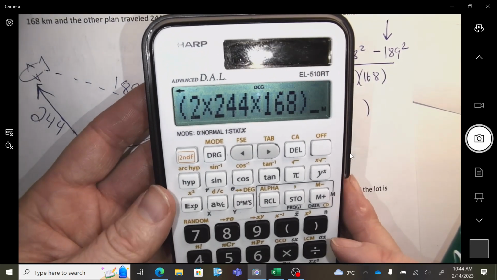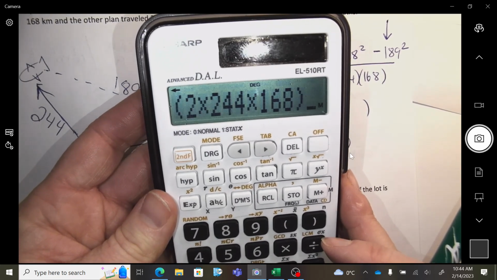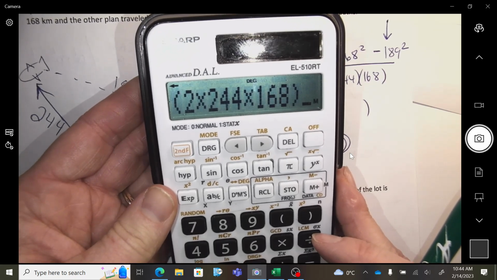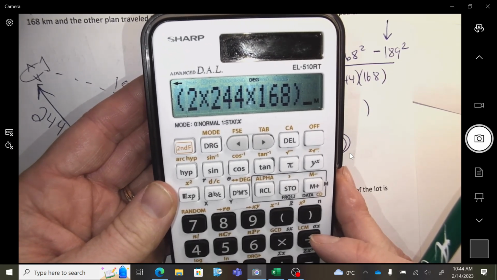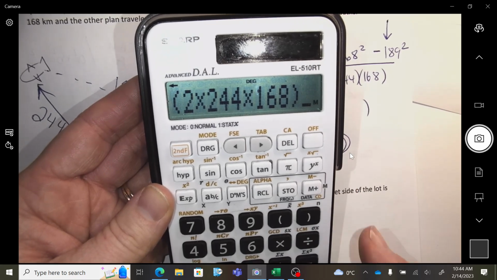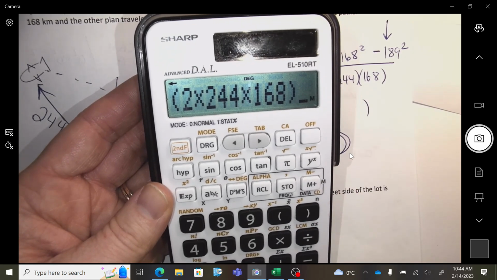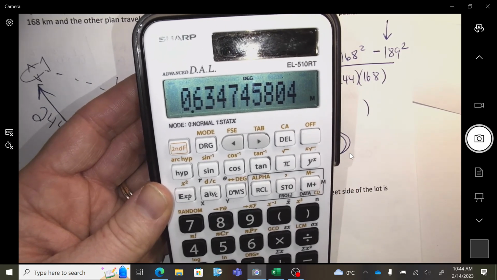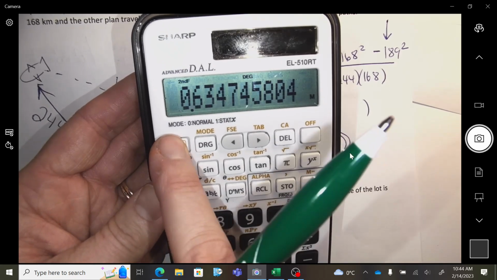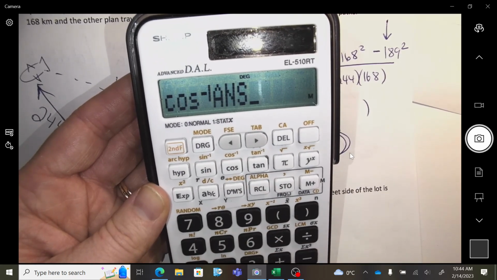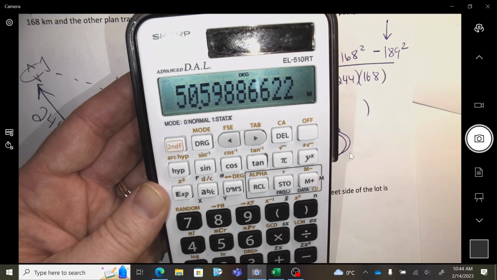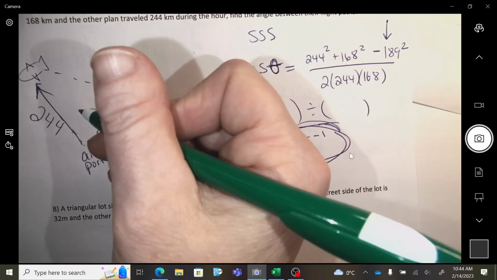So this is like how my bottom looks when I type it, by the way. I just do bracket 2 times 244 times 168 on the bottom, equals, second cos answer, 50.6 degrees.